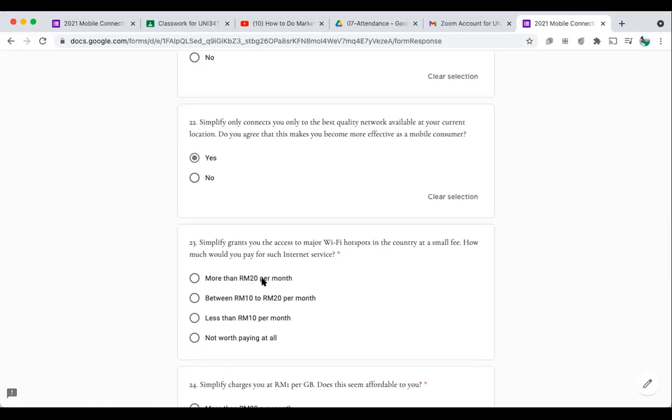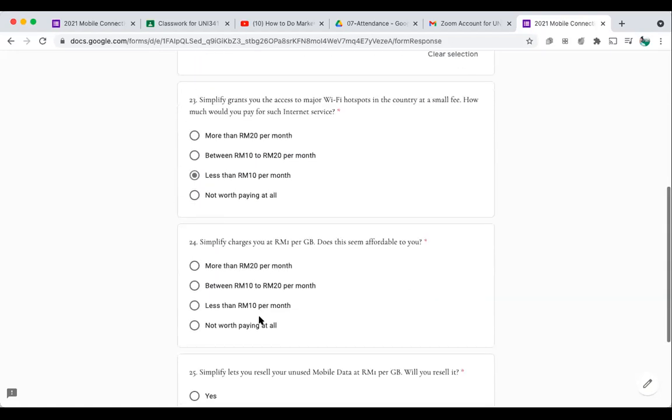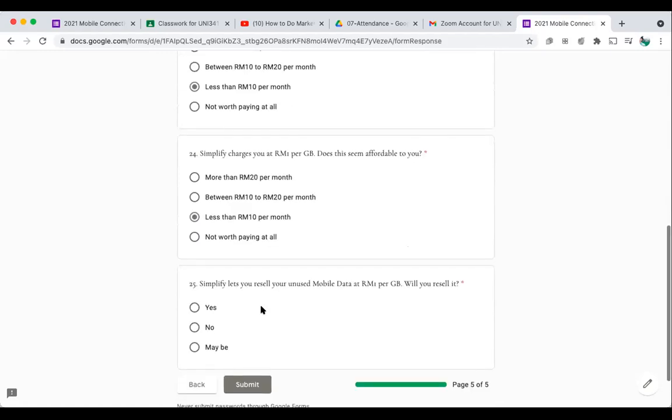How much would you be willing to pay? I would say less than 10 ringgit per month. Simplify charges you 1 ringgit per gig. Does this seem affordable to you? I would say yes and no. Maybe less than 10 ringgit would be affordable.